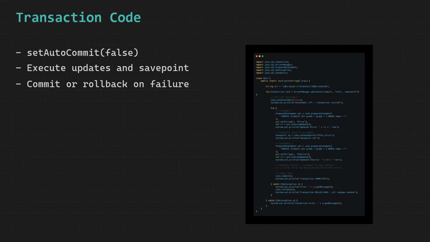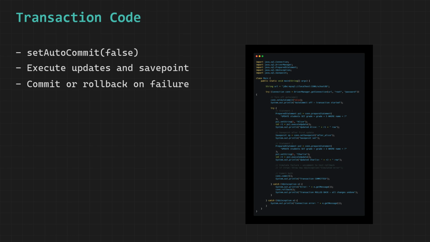setAutoCommit(false) begins the transaction. From this point, no statement is permanently committed until con.commit() is called. The first prepared statement adds 5 to Alice's grade and executes. This change is pending, visible to this connection but not yet committed to the database.